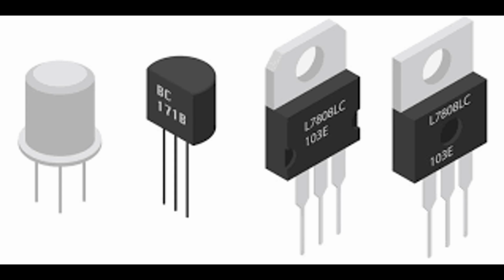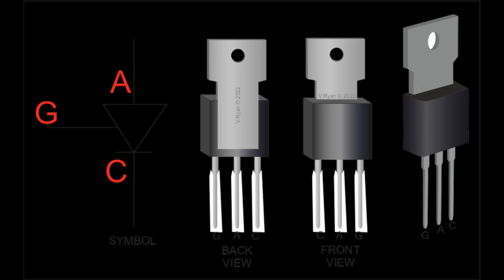Applications. Power control, used in AC and DC power control applications, such as motor speed controls, light dimmers, and heating controls. Rectifiers, employed in controlled rectifiers for converting AC to DC with adjustable output voltage. Inverters, used in inverter circuits to convert DC to AC. Overvoltage protection, provides protection in power circuits by crowbarring the circuit during overvoltage conditions.